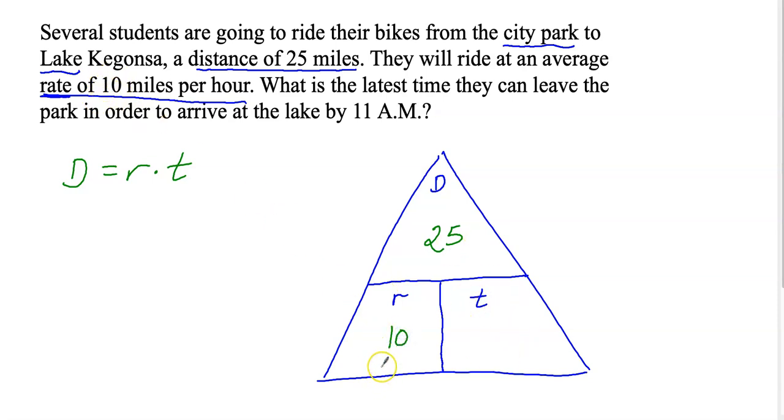Well, I need to figure out the time, right? So I need to take the distance divided by the rate to get the time. So I'll go 25 divided by 10. And that's going to give us 2.5. So it's going to take him 2.5 hours to get from the park to the lake. I'm going to write in the hours here, the unit. And I know it's hours from right here. The word hours is right here.